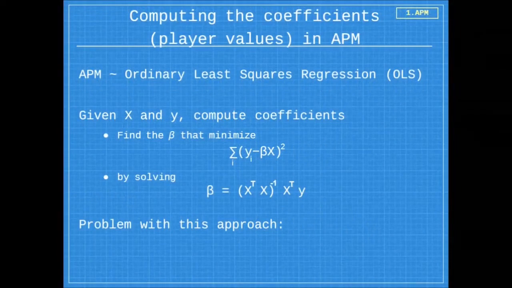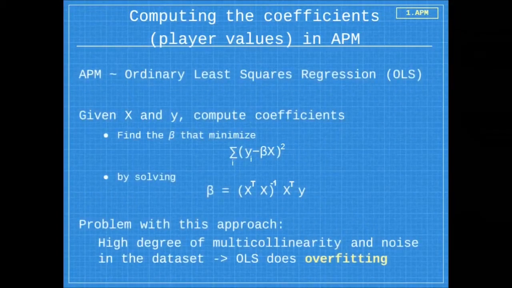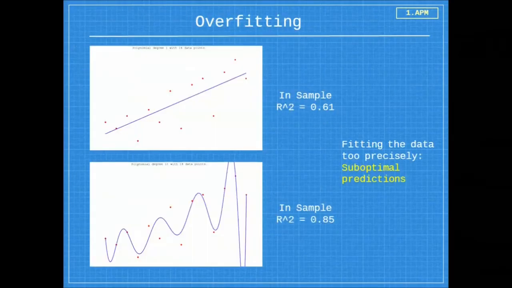The problem with this approach is that there's a high degree of multicollinearity and noise in the data set. So what ordinary least squares regression does is overfitting. And I'll give you just a quick word on overfitting.